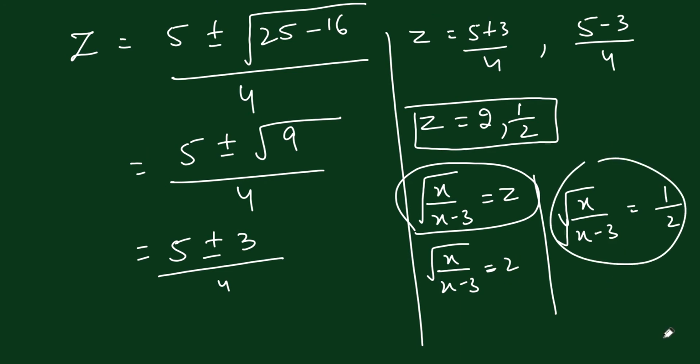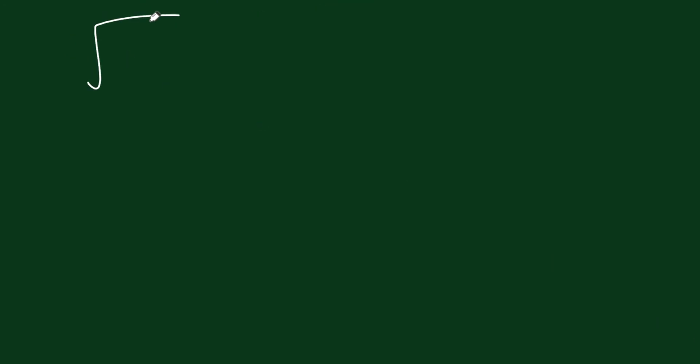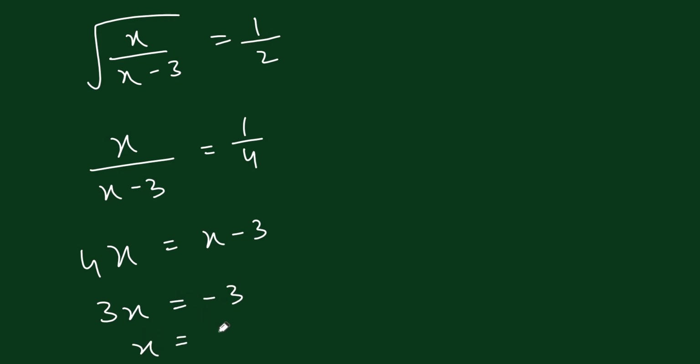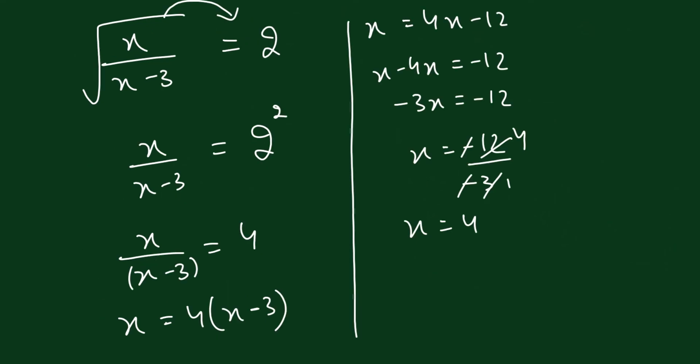Now let us see here, root of x by x minus 3 is equal to 1 by 2. So similarly, the square root goes to the right side, it becomes square, and the square of 1 by 2 is 1 by 4. So it becomes 4x is equal to x minus 3 after cross multiplication. x goes to the left side, it becomes 4x minus x, which is 3x is equal to minus 3. So minus 3 divided by positive 3 becomes minus 1. So you got x is equal to minus 1 and x is equal to 4.